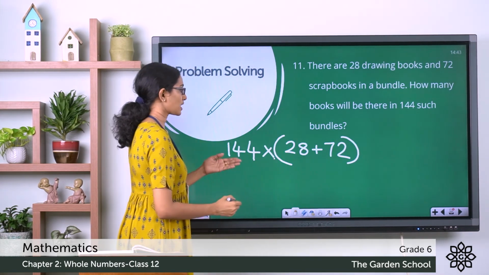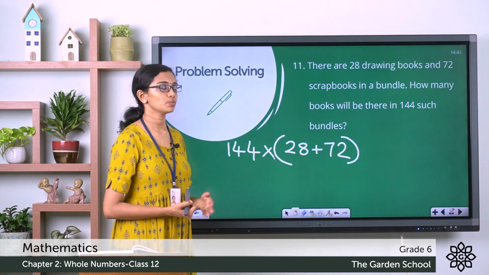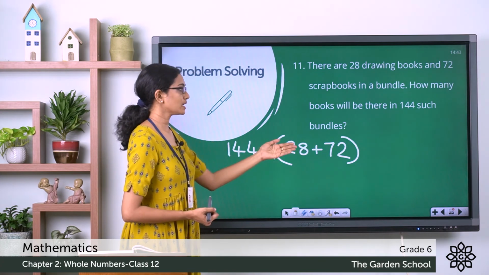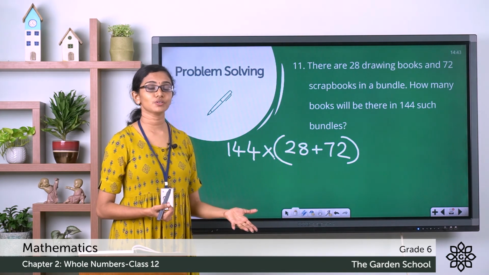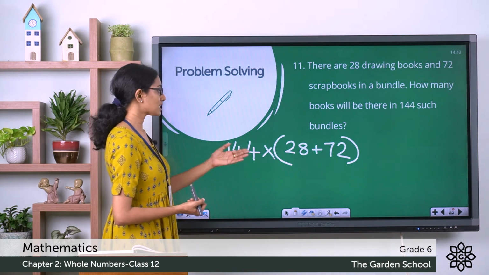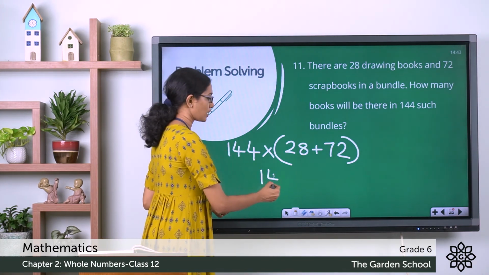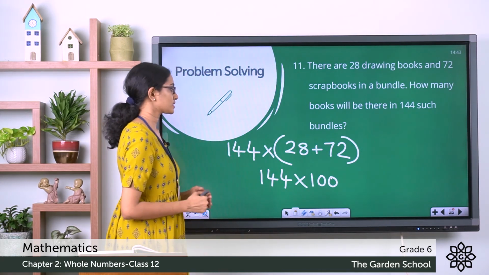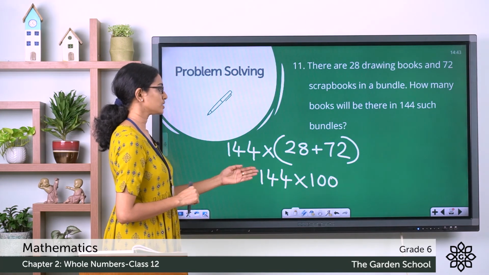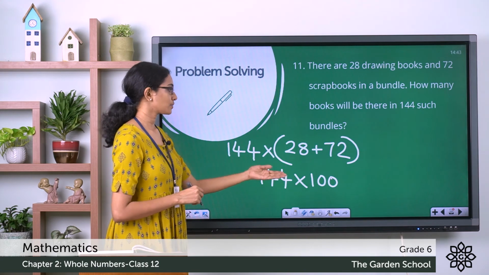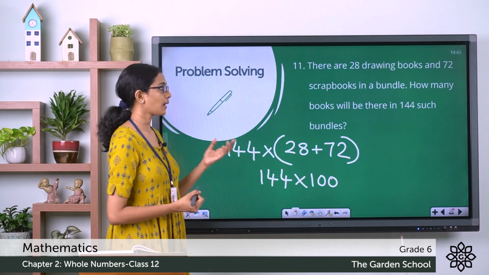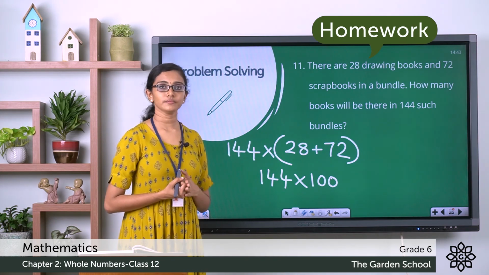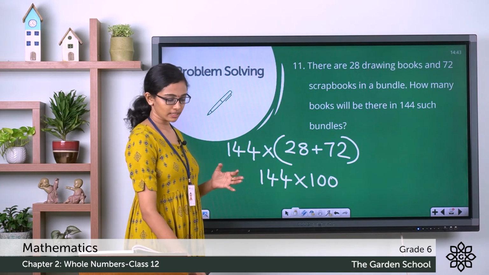Just observe this. This is A into B plus C, which is equal to A into B plus A into C, right? But look at these numbers here. 28 plus 72. What is 28 plus 72? It is equal to 100. So you can easily find the answer by multiplying 144 by 100. So what is the answer? This is equal to 14,400. So the answer to this will give you the total number of books in the bundle. So you have to write down the proper steps with the data given in the question, then work it out in your notebook. Now the next question.